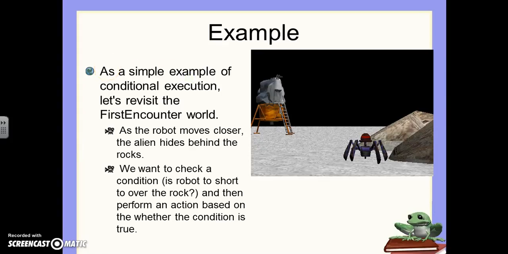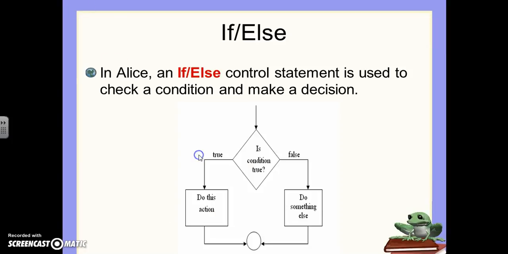Now, an example of this is we're going to apply this to our first encounter world that we've been working in. If we take a look at that world, as the robot moves closer, the alien hides behind the rocks. So we want to check a condition. Is the robot too short over the rock? That's a typo in there, I didn't even realize. And then perform the action based on whether or not that condition is true or false.